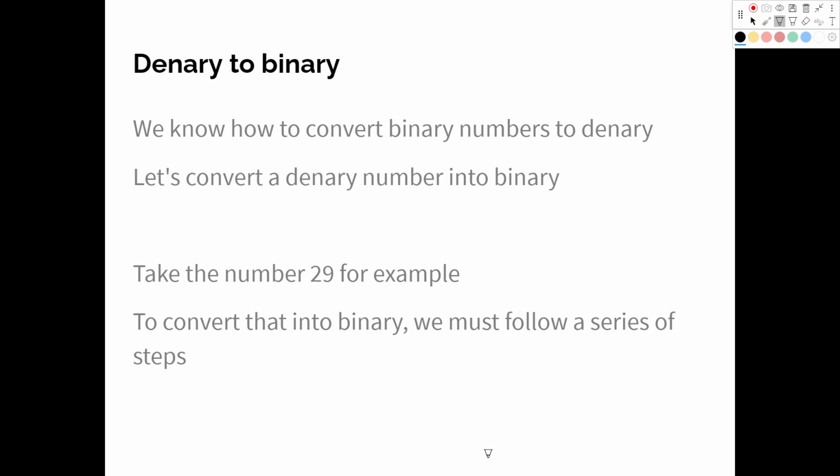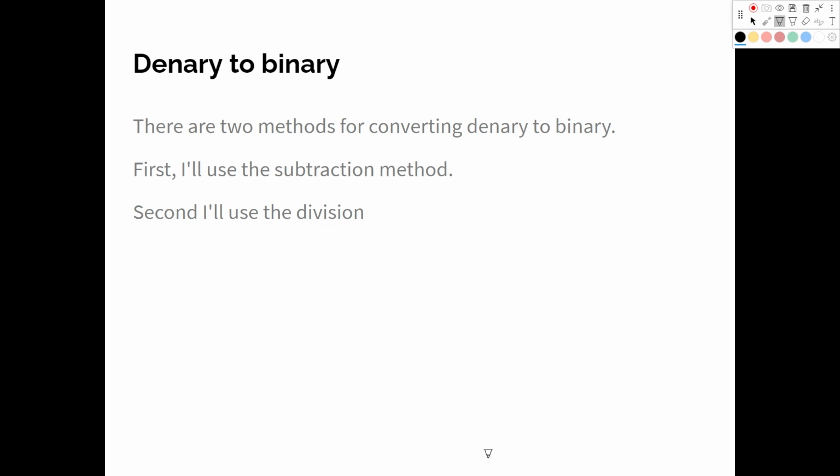How do we go vice versa? Let's say we've got the number 22. Let's use that as an example. How do we convert that to binary? We must follow a series of steps. Now, there are two main ways for converting denary to binary. There probably are more, but I'm going to show you these ways. My preferred method is the subtraction method, but I'll also show you the division method.